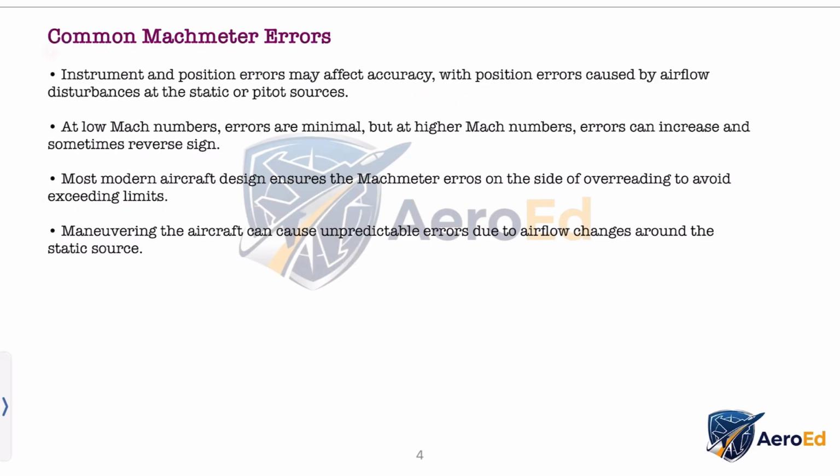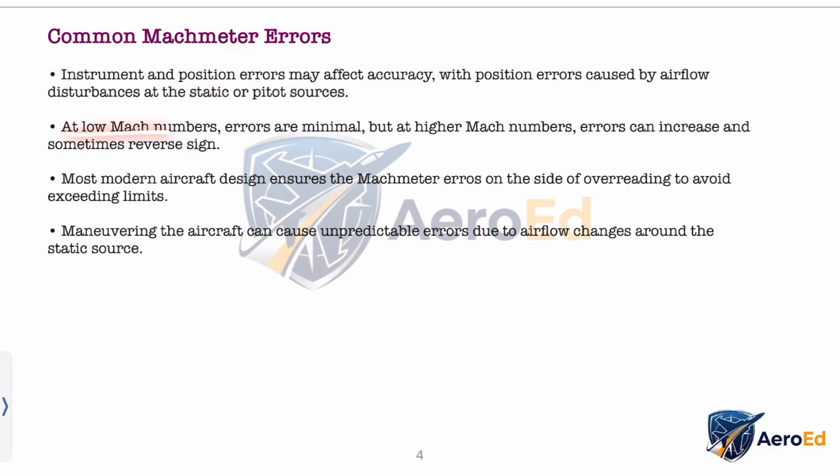Next, we're going to study the errors of Machmeter. Instrument and position error may affect accuracy, with position errors caused by airflow disturbance at the static or pitot sources. We have already read about instrument and position error, but instrument error is basically due to manufacturing imperfections, and position error is due to the airflow changes near the static and pitot vents, right?